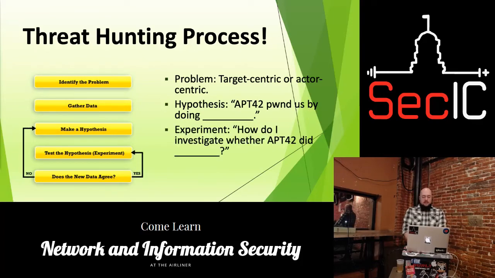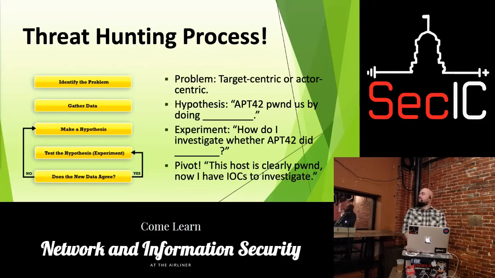For my hypothesis, I would develop an experiment. How would I investigate whether APT42 used DNS tunneling? And then the key thing is, based on your findings, either you find evidence of DNS tunneling, good, or if not, you need a new hypothesis. And as you go through your process, you should be finding IOCs, and as you find data, pivot off of it.